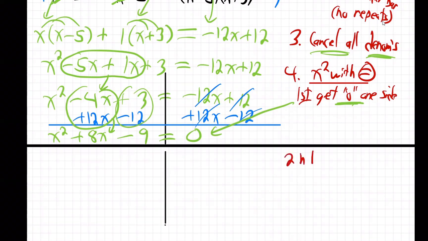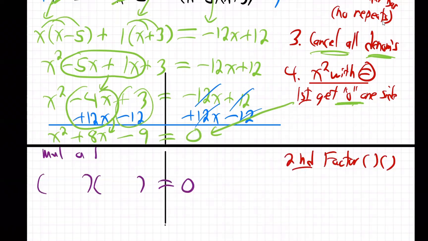Second step is factor with the 2 parentheses. So I'm going to go, okay, and so I'm going to do like 2 parentheses equals 0. And remember how it works. You want to find what's going to multiply, add, so multiply, add, and then for this guy, multiply.